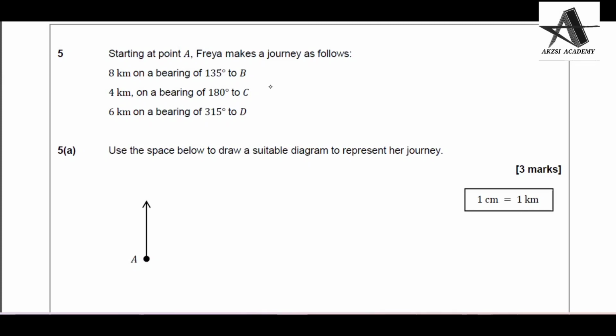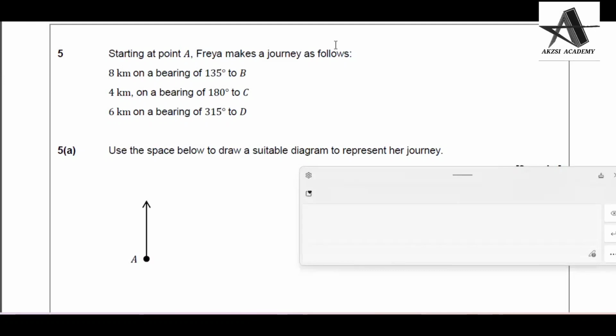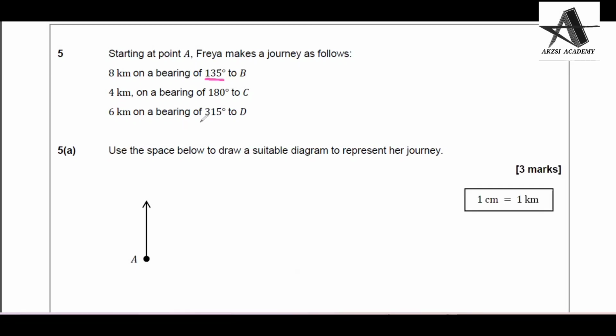See, what's important here is, yes, definitely you have to use a protractor for this, because you can't show 135 degrees or 180 or 315 specifically or accurately without it. So it says starting at point A, that means you have to draw a point A, which is already there, but I'm drawing it here. Priya makes a journey as follows: 8 kilometers on a bearing of 135 degrees to B. That means from A to B, right? It's already mentioned that you have to start from A.